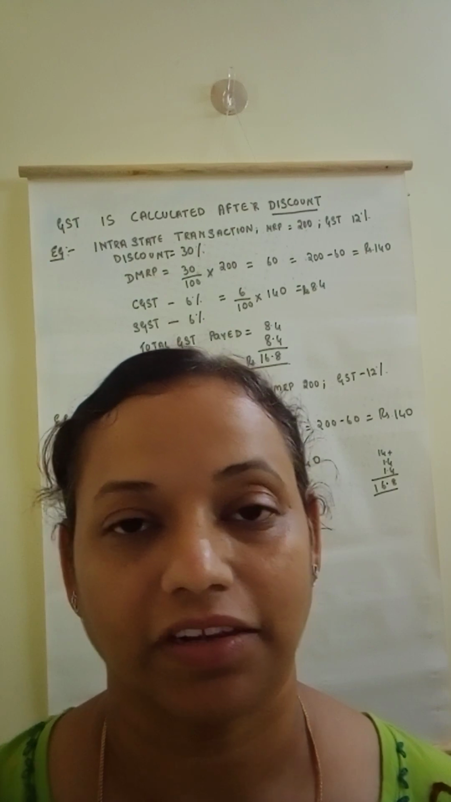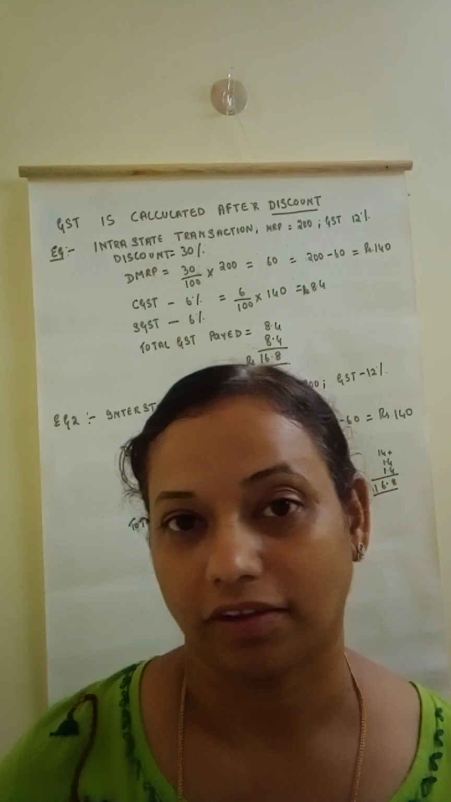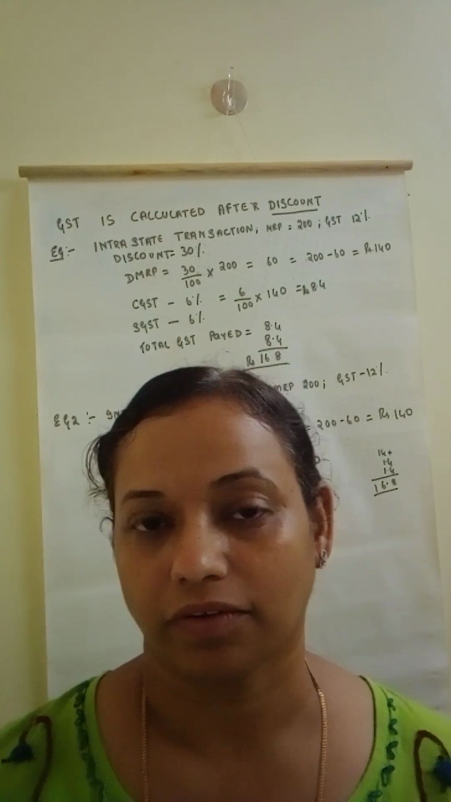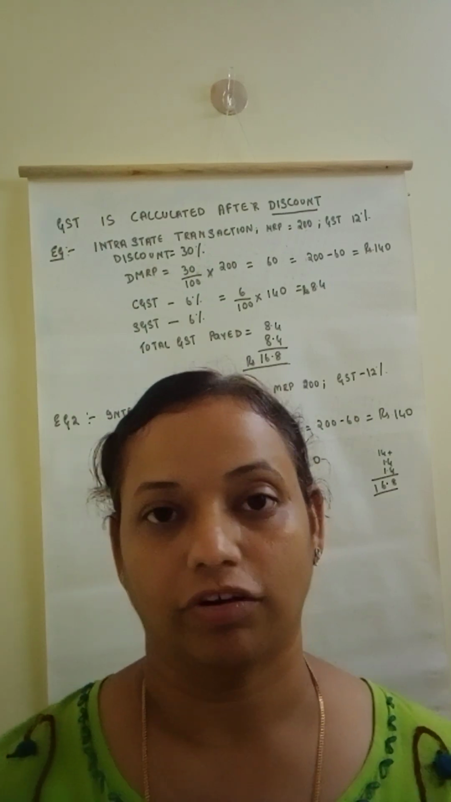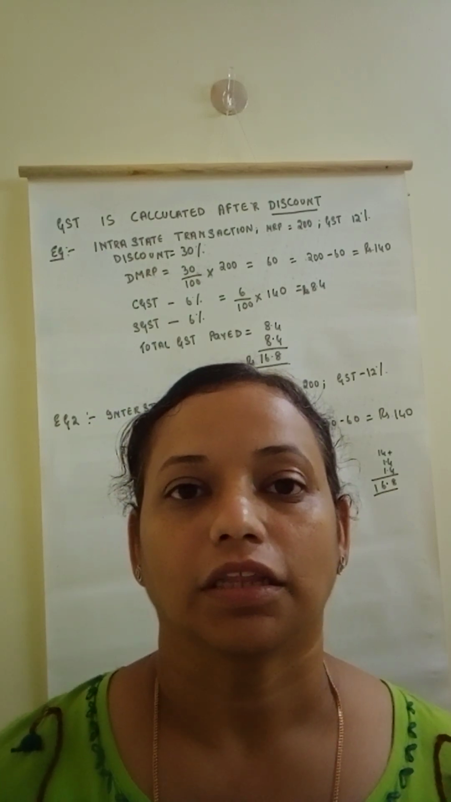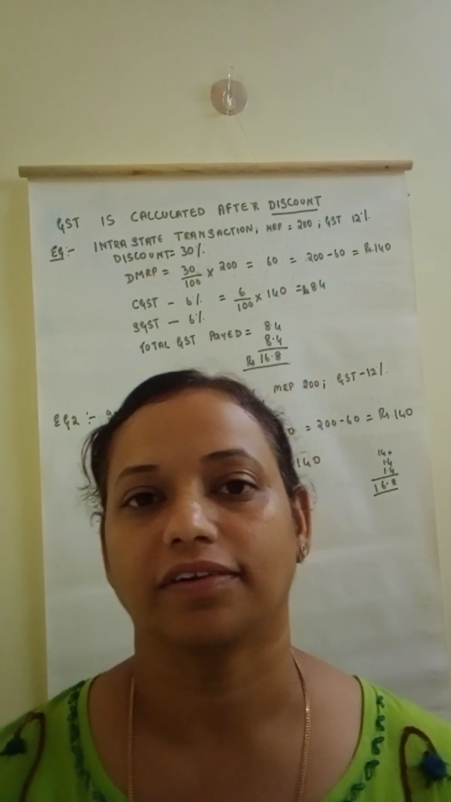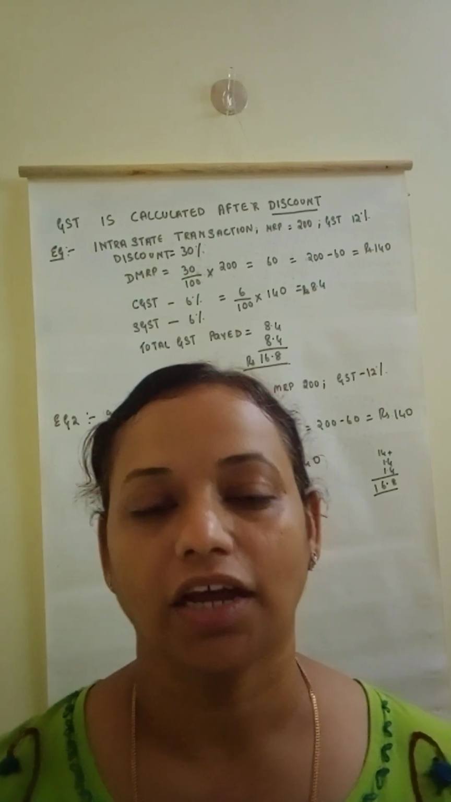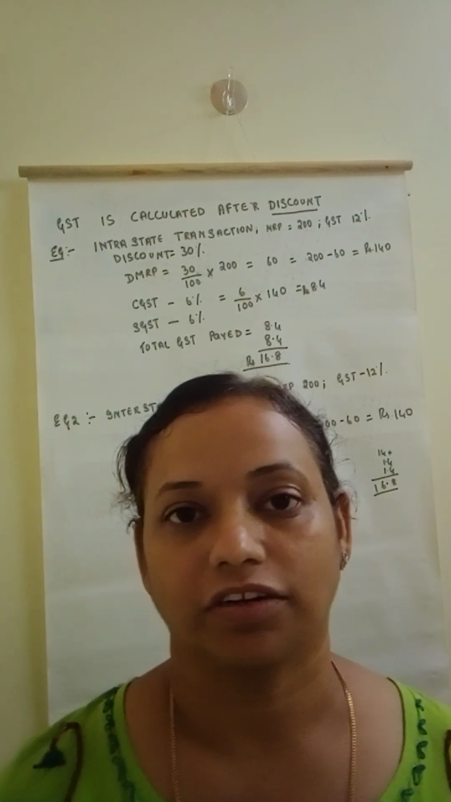As previously we were discussing GST, today we shall see another concept of GST. GST is always calculated after discounts. If a retailer or dealer is giving a discount on a particular product, then the GST is applicable only after the discount is deducted from that MRP that the dealer is charging. So we shall see some examples of interstate and intrastate GST after discount.